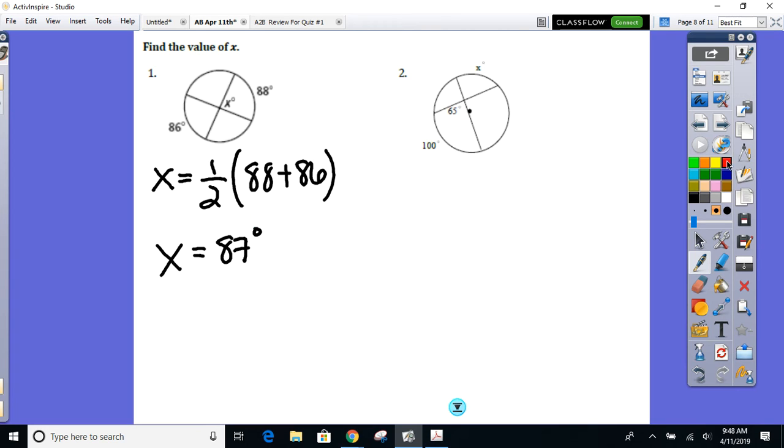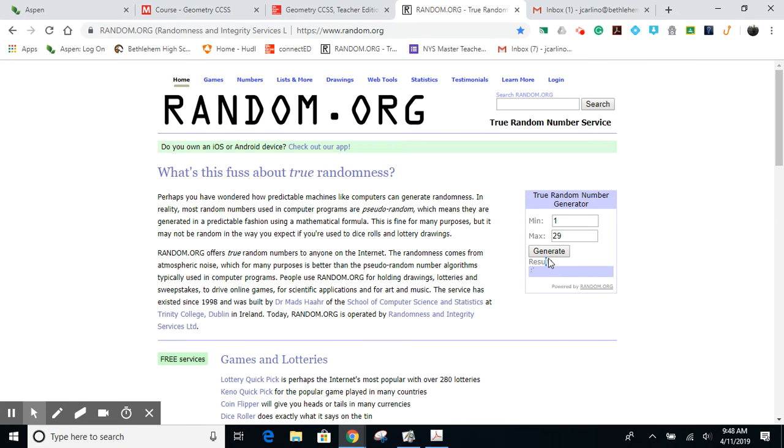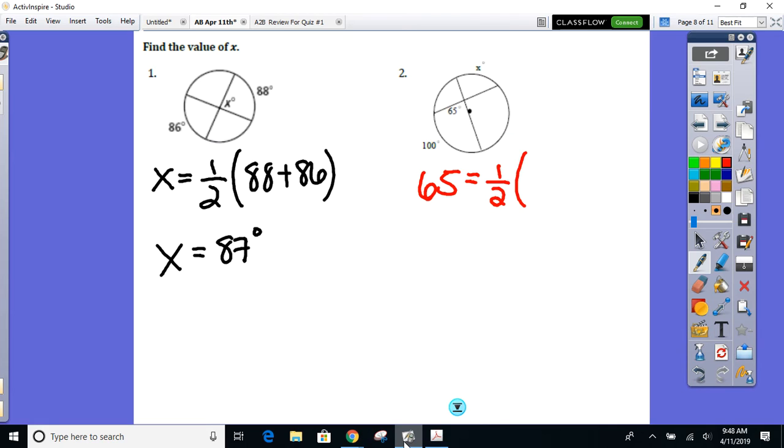All right, second one. 65 degrees, central. Inscribed. No, now I gave you the floater angle. So now I'm going to take 65, set it equal to 1/2 times, here we go, 5. What arc belongs to the 65? 100. And what about its vertical angle's arc? X. All right, how do you want to solve this? There's 2 different ways. I have a preference, but I'll let you talk.